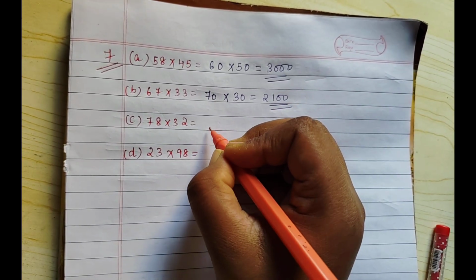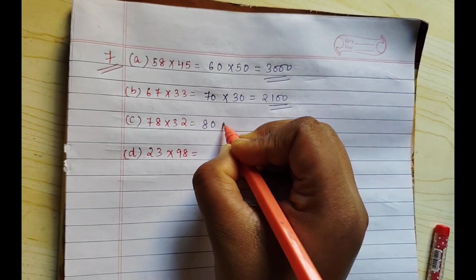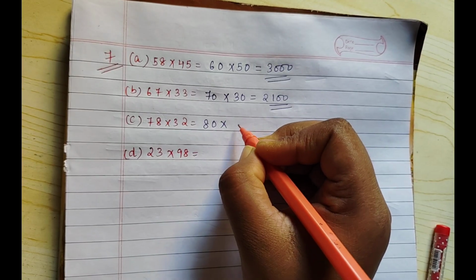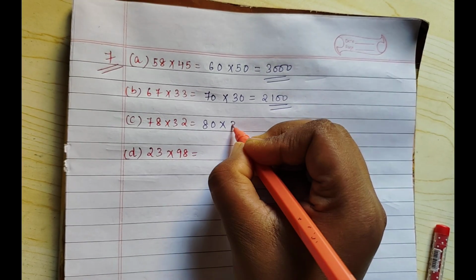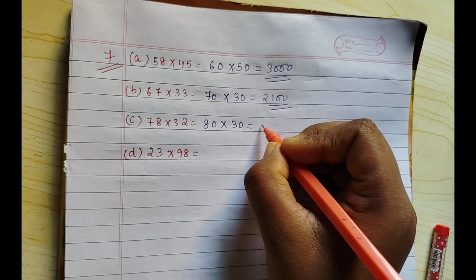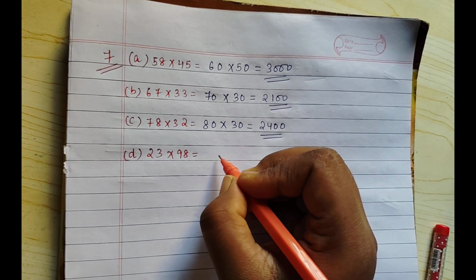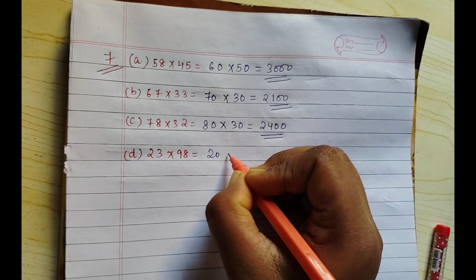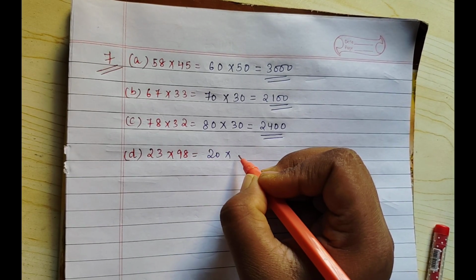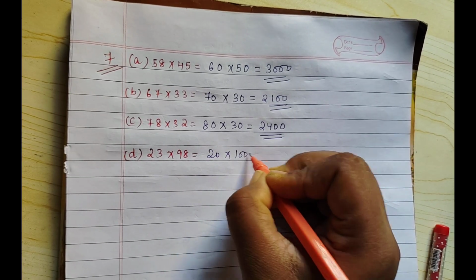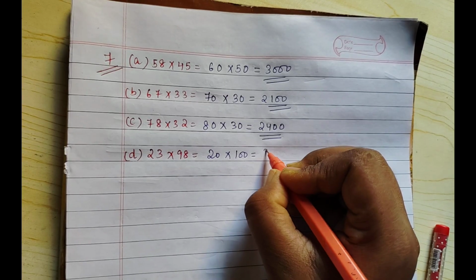78 should be rounded to the nearest 10, that is 80. 32 should be rounded to the nearest 10, that is 30. We get the answer, that is 2,400. Then 23 should be rounded to the nearest 10, that is 20. 98 should be rounded to the nearest 10, that is 100. So the answer we get is 2,000.